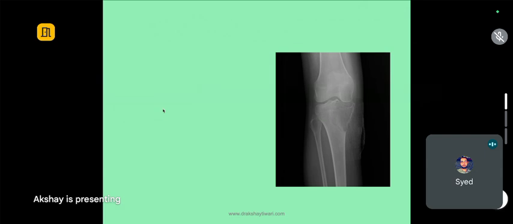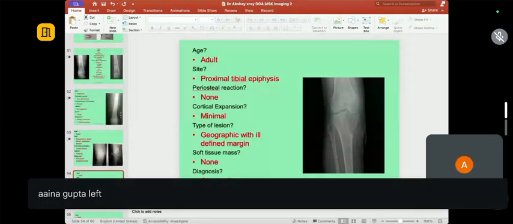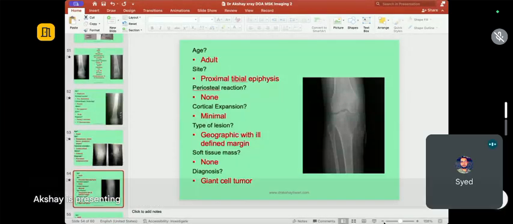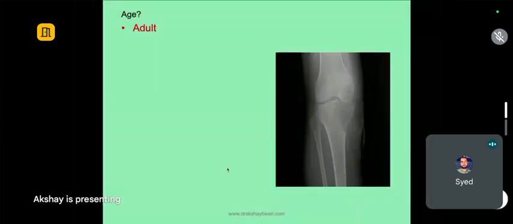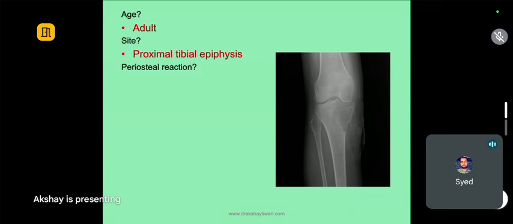अब इसको देखते हैं. ये बताना. There's a geographic lesion. Yeah. There is a geographic lesion with ill-defined margins. It is likely a benign tumor. Likely, तो सर इसमें there is no matrix. It is typical of giant cell tumor. So there is no matrix, and there is some ill-defined zone of transition, a slightly ill-defined margin, but still it's purely lytic and epiphyseal and eccentric. It's a giant cell tumor.